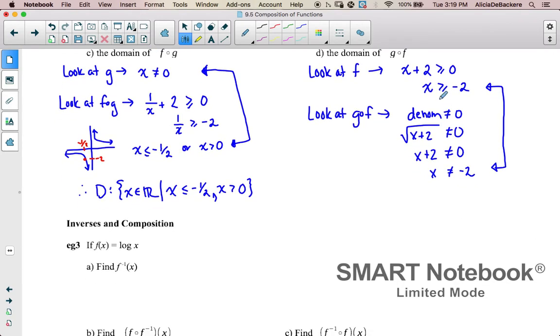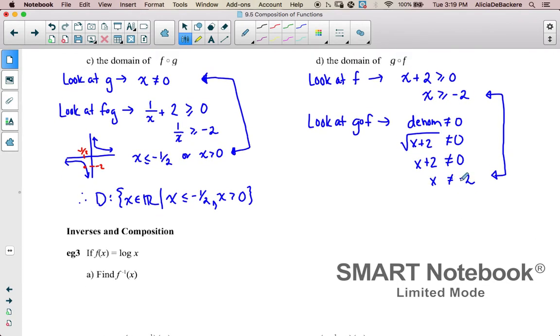So I've got that x has to be greater than or equal to negative 2, but x can't equal negative 2. So that means that x is strictly greater than negative 2.